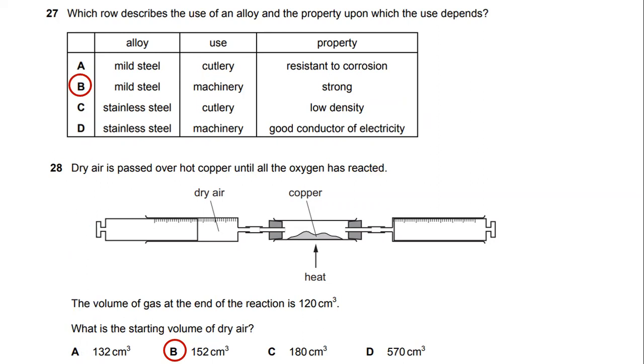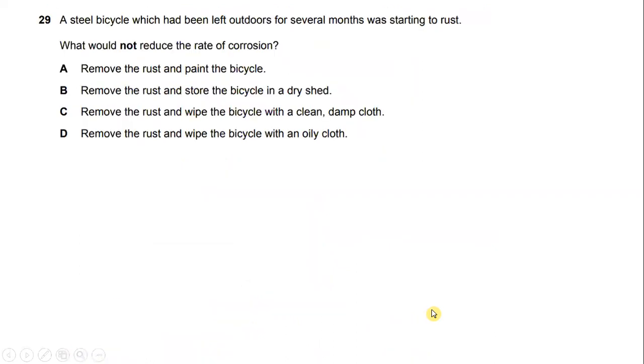Dry air is passed over hot copper until all the oxygen has reacted. As you can see from this diagram, there is a heat to heat the copper, and what will happen? The volume of gas at the end of the reaction is 120 centimeter cube. What is the starting volume of the dry air? So the answer given is 152 centimeter cube.